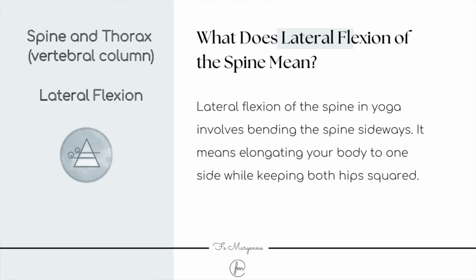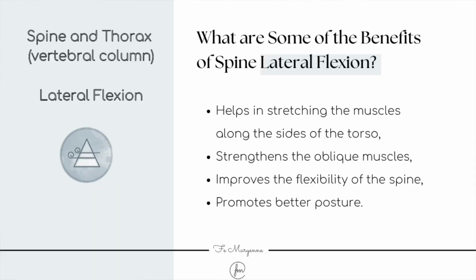Lateral flexion of the spine in yoga involves bending the spine sideways. It means elongating your body to one side while keeping both hips squared. What are some of the benefits of spine lateral flexion? Well, this movement helps in stretching the muscles along the sides of the torso, strengthening the oblique muscles, improving the flexibility of the spine and promoting better posture.